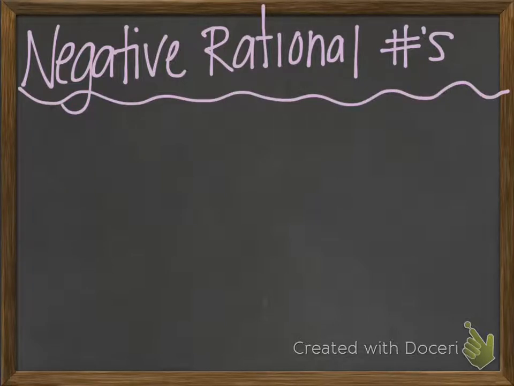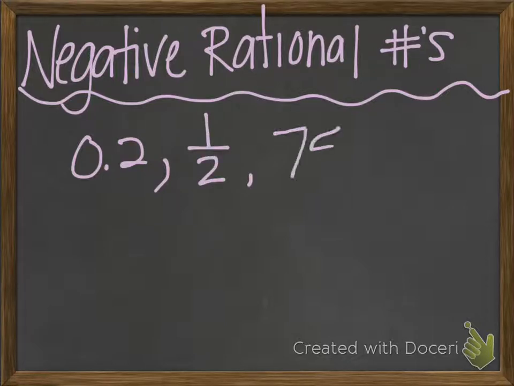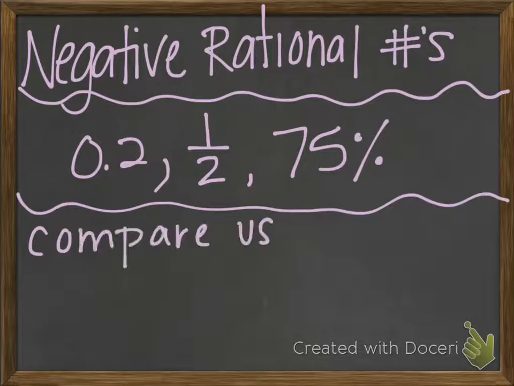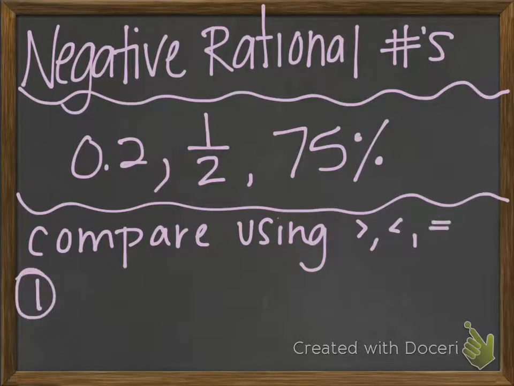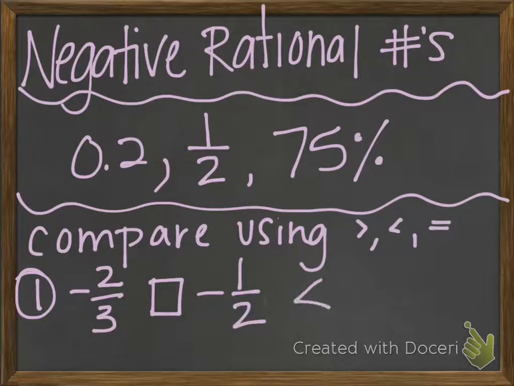The last thing we're going to talk about in this little video is negative rational numbers. Some examples of rational numbers could be 2/10, 1/2, or 75%. These are all representations of negative rational numbers. Now I'm going to give you a few problems to compare using the same signs: less than, greater than, or equal to. The first one is negative 2/3 and negative 1/2. Which is it, less than, greater than, or are they equal to?